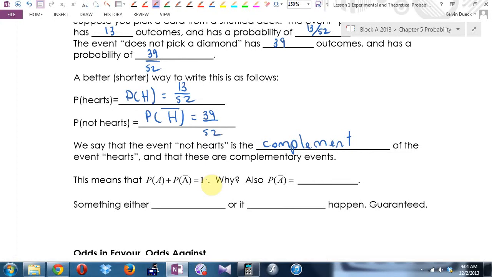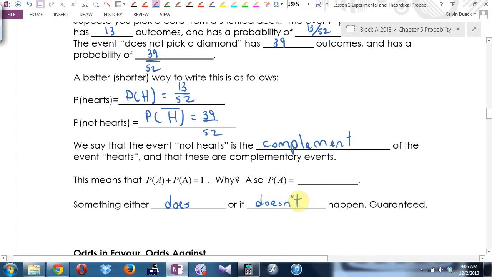Guaranteed. Okay? So if I say the probability of A plus the probability of not A, in English, here's what I'm saying, Brooke. Something either happens or it doesn't. What's the probability that something either happens or it doesn't? Guaranteed! 100%. Something either does or doesn't happen. Guaranteed.